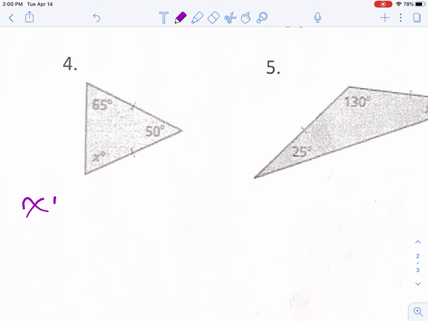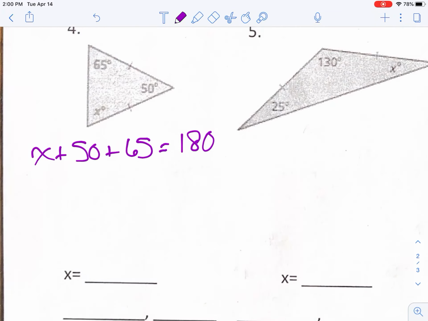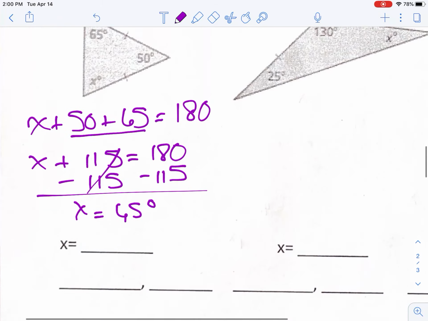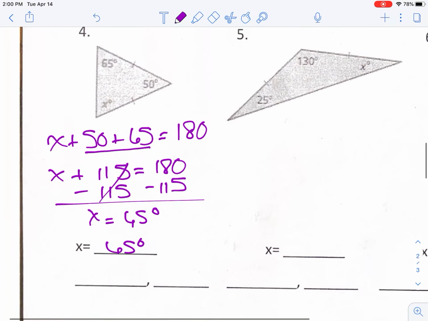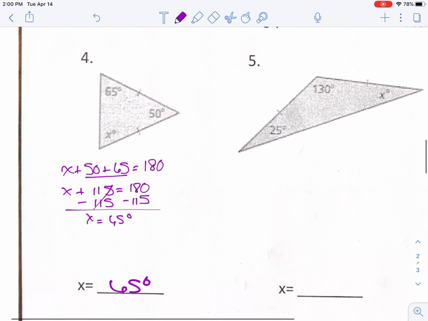Okay, so for number 4, we've got x plus there's a 50-degree measure and a 65-degree measure, and all three must add up to 180 degrees. If I add 50 and 65, I get 115. And do the inverse to solve for x. And you should get that x is 65 degrees. And again, you can check that by adding all three angles together. And you can check those with a calculator.